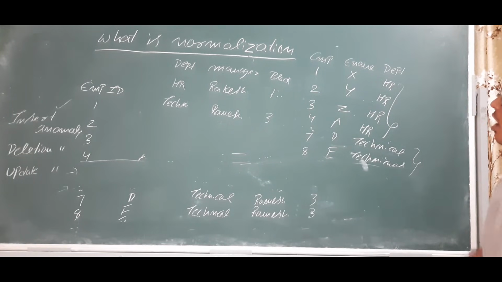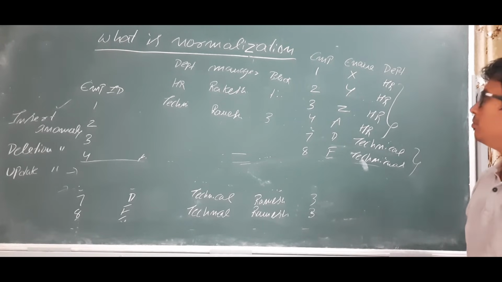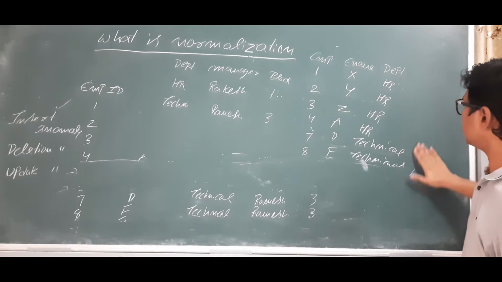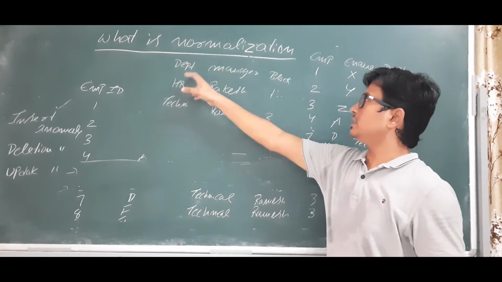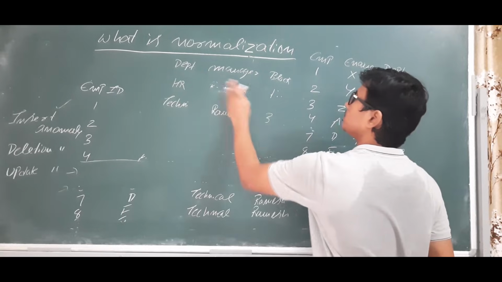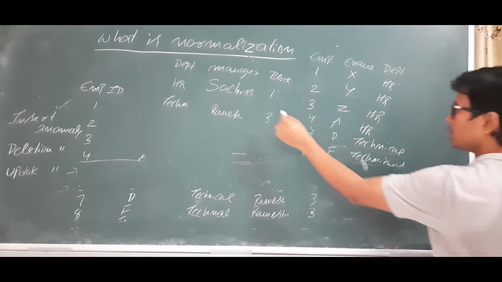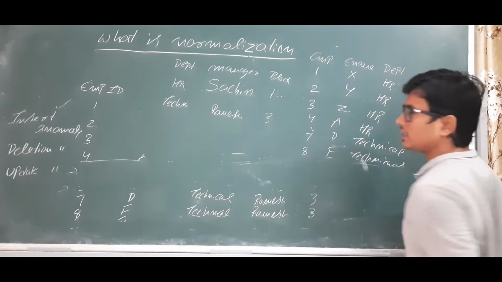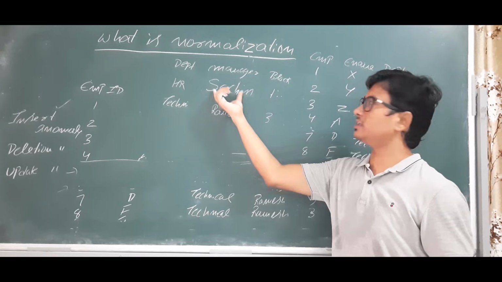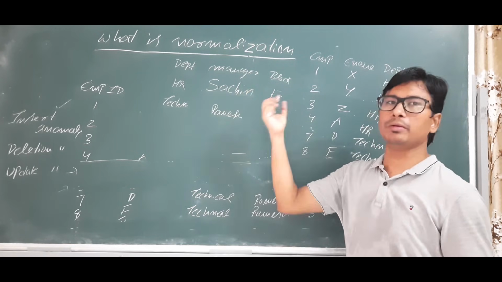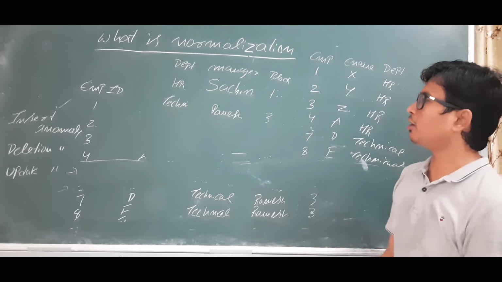Now, how can we solve the updation anomaly? Suppose someone has asked that the HR department manager has changed to Sachin. Previously there was Rakesh, and I want to change it to Sachin. I simply change it here. Then there is no problem, because I need to update only one entry. I have updated it here, so there is no problem.